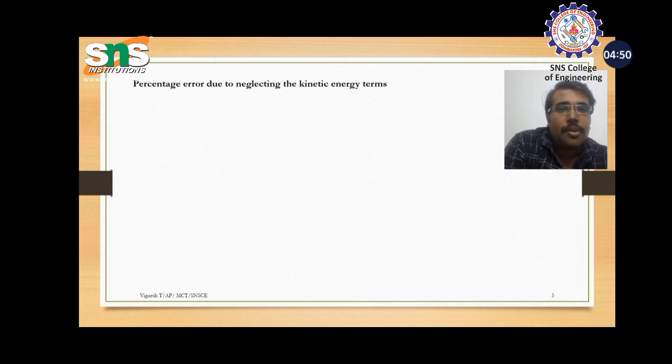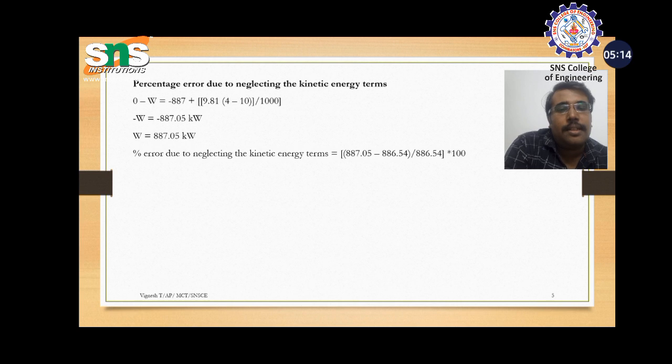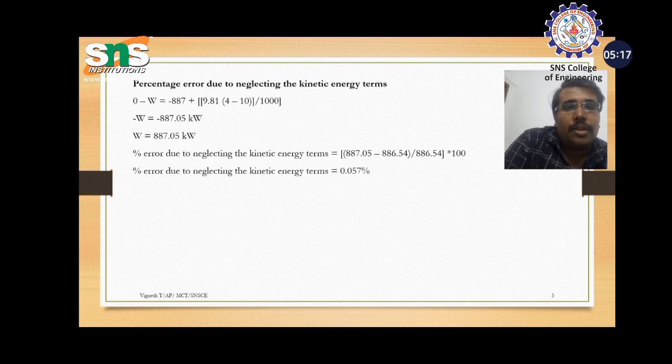First, the percentage error due to neglecting the kinetic energy terms. You cancel out C2 square by 2 minus C1 square by 2, and what remains is W equal to the change in enthalpy plus the change in potential energy. So the work done will be 887.05 kilowatt, and the percentage error will be 0.057 percent. It's not 57 percent, it is 0.057 percent.